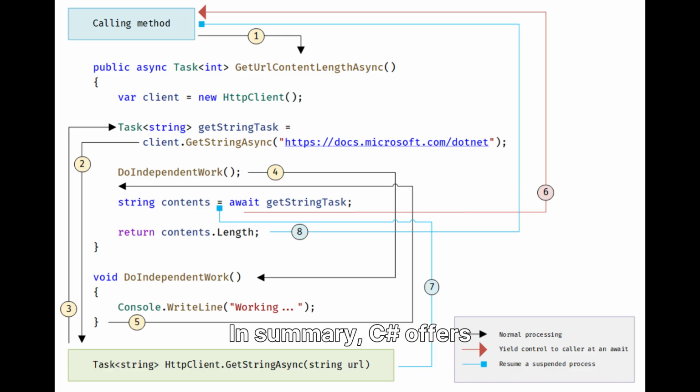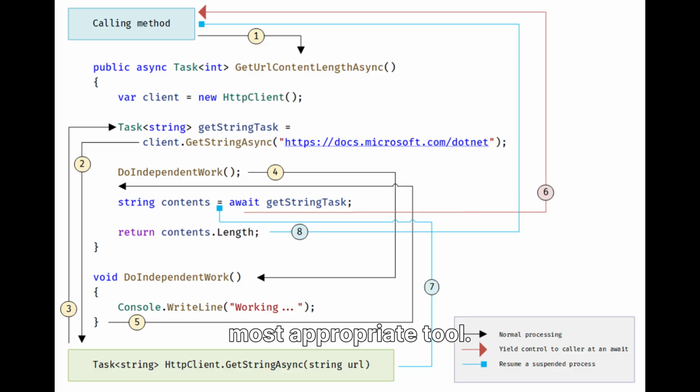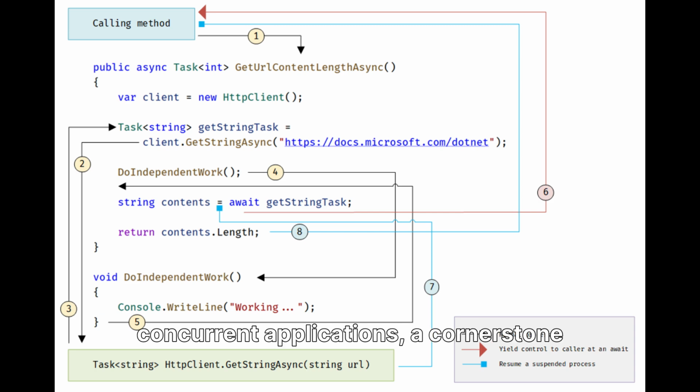In summary, C# offers various concurrency models, each meticulously designed and optimized for different programming scenarios. From low-level thread management to high-level asynchronous programming, understanding these options allows developers to choose the most appropriate tool. This ensures both efficiency and maintainability in their concurrent applications, a cornerstone of modern C# development.